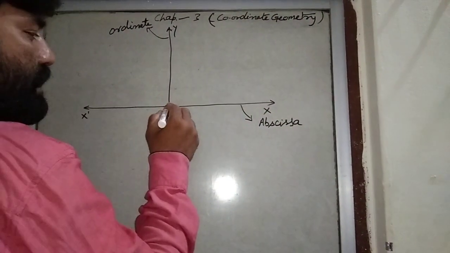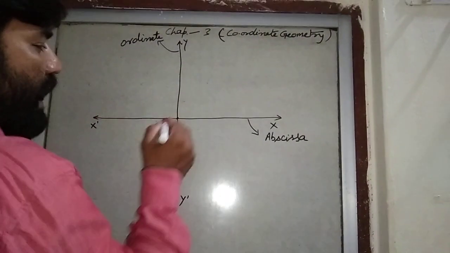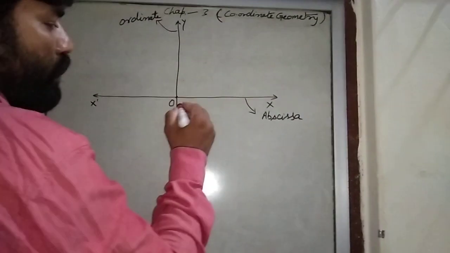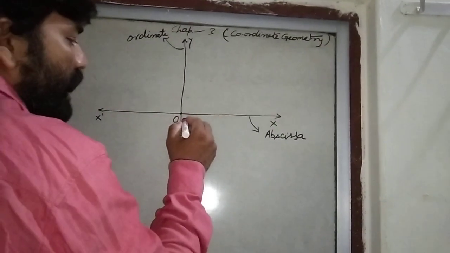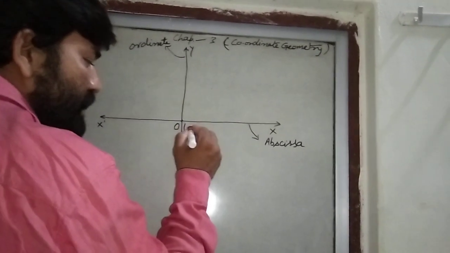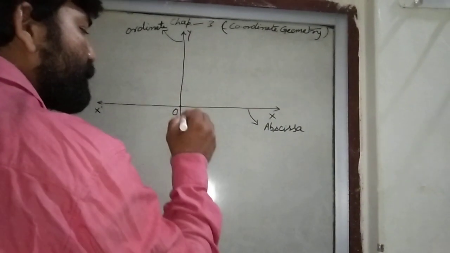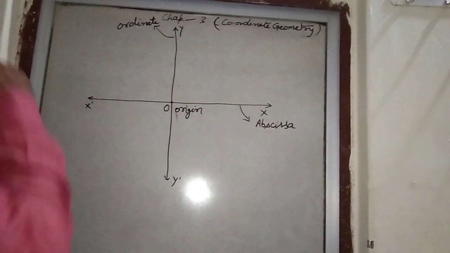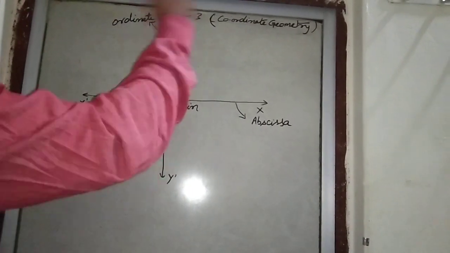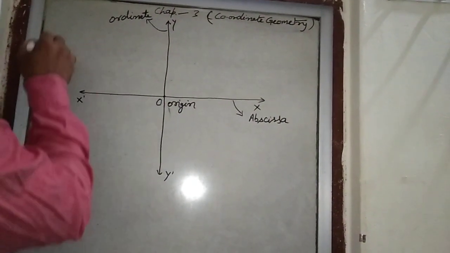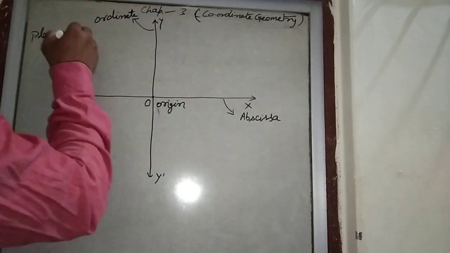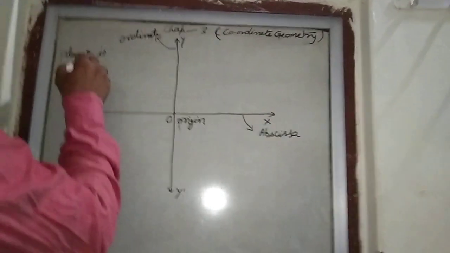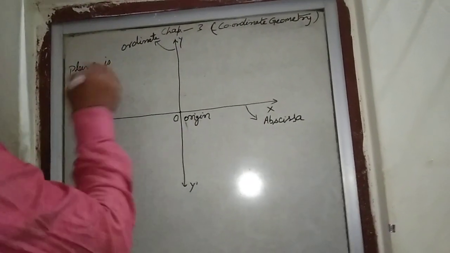And these two lines intersect at a point, and this point is represented by zero or O, and the special name of this is origin. And this plane is known as the Cartesian plane.